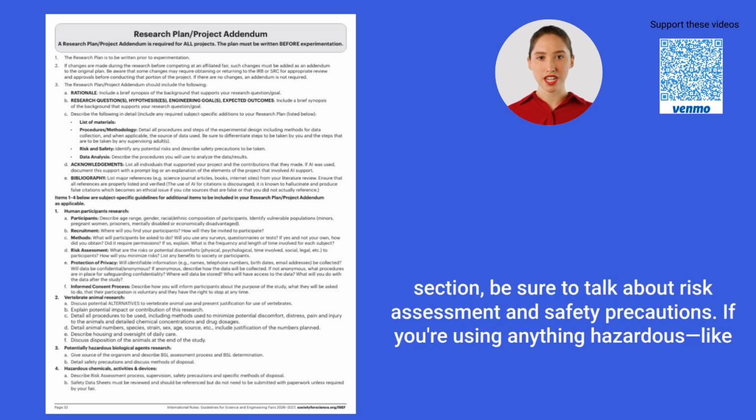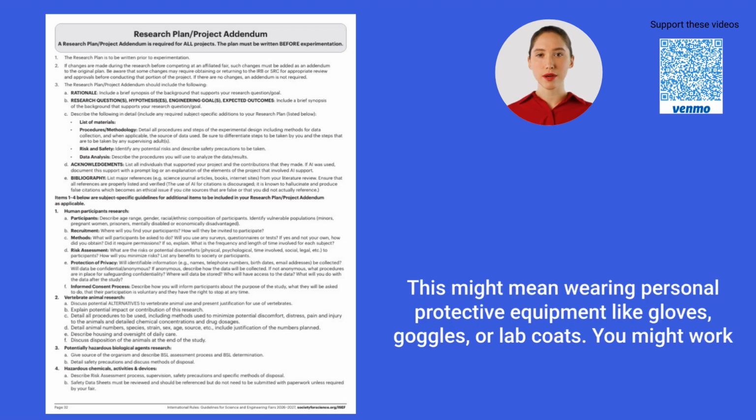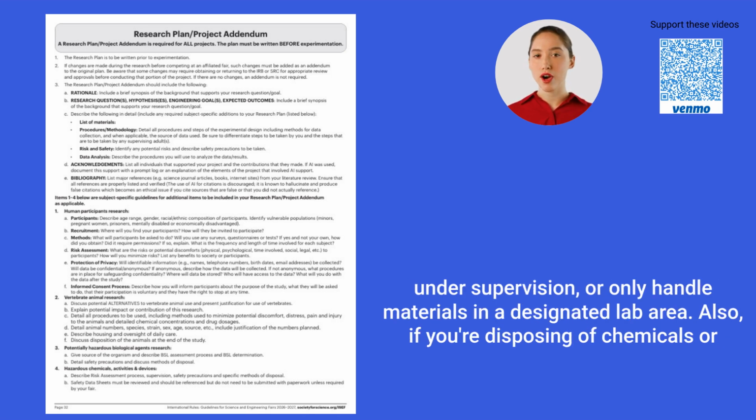Within the procedures section, be sure to talk about risk assessment and safety precautions. If you're using anything hazardous, like chemicals, sharp tools, biomaterials, or even hot glue, you'll need to include how you'll protect yourself and others. This might mean wearing personal protective equipment like gloves, goggles, or lab coats. You might work under supervision or only handle materials in a designated lab area.